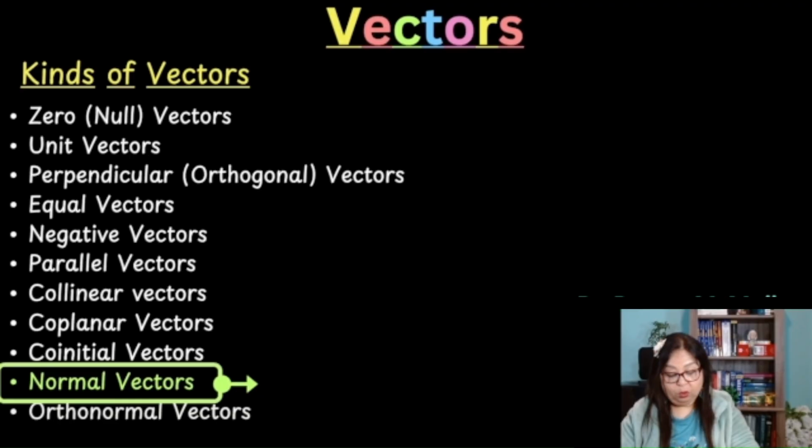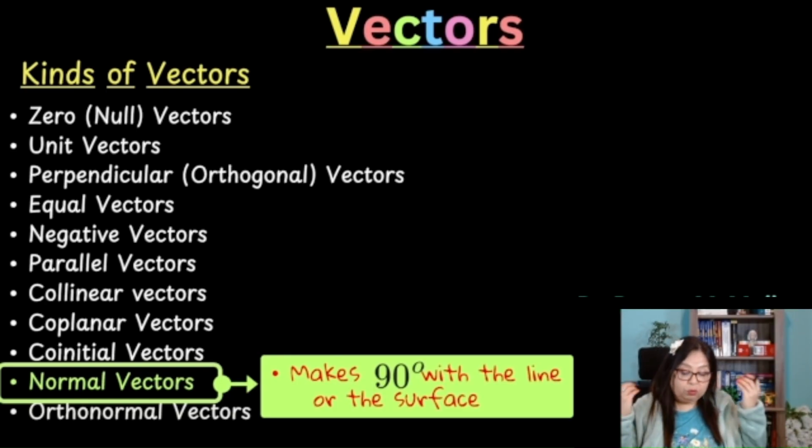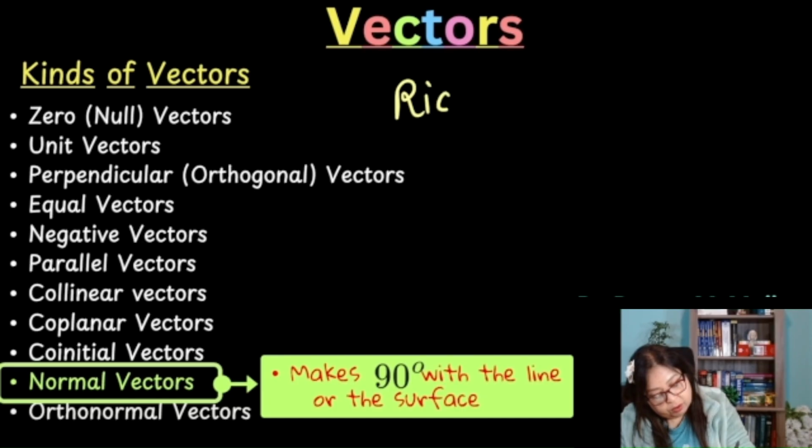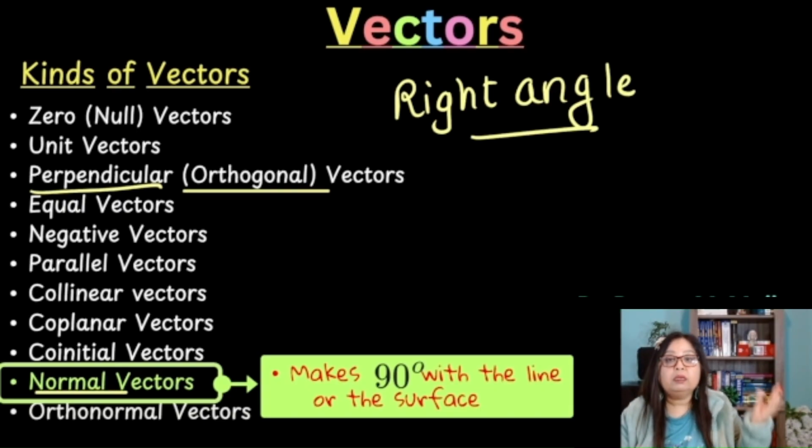Normal vectors. Normal is actually a synonym for perpendicular. A normal vector makes a 90 degree angle with the line or the surface. So basically, it is perpendicular. That's all it means. In mathematics, there are different terms that are used to mean 90 degrees: perpendicular, right angle, orthogonal, normal. They all mean the same thing. I have put them all here, except for right angle. Right angle, perpendicular, orthogonal, normal, all mean the same thing.